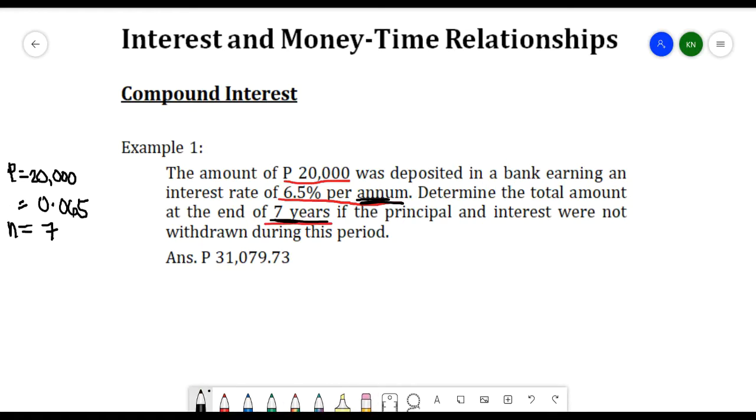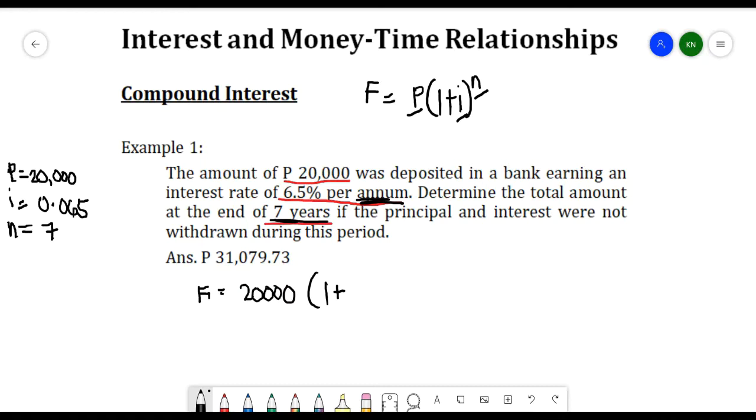So let's just write that as is so that we won't be confused. We have the formula of compound interest, which is F equivalent to P times (1 plus I) raised to N, right? So we already know the P, we already know the I, and we already know the N. So what we're going to do is just plug that into our equation. So we have F equivalent to 20,000 times (1 plus our I, which is 0.065).